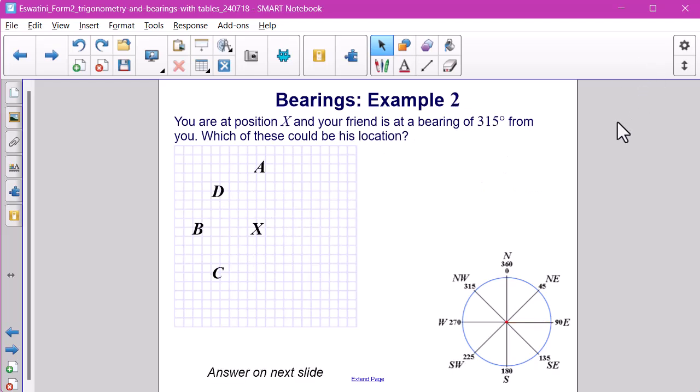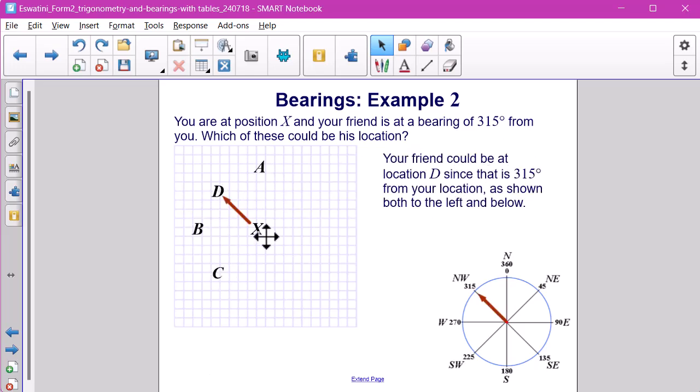Let's try another example. You are at position X and your friend is at a bearing of 315 degrees from you. Which of these points could be his location? Is it C, B, D, or A? Your friend could be at location D, as that is 315 degrees from your location. You're pointing north towards A, and 315 degrees from that is 270 degrees plus 45 degrees more to get 315, and that shows up at location D.